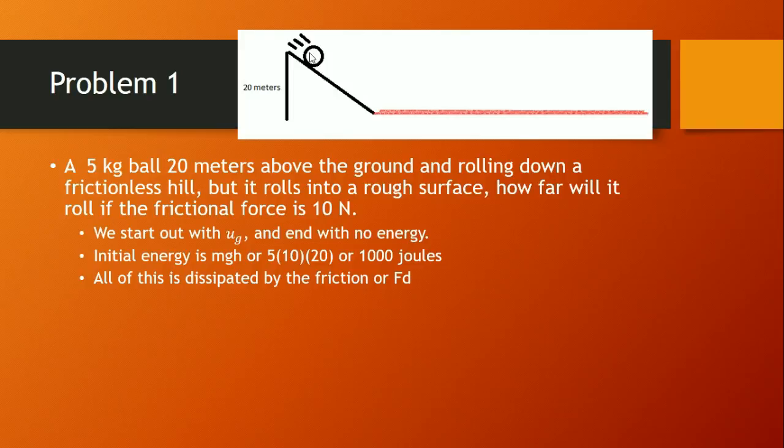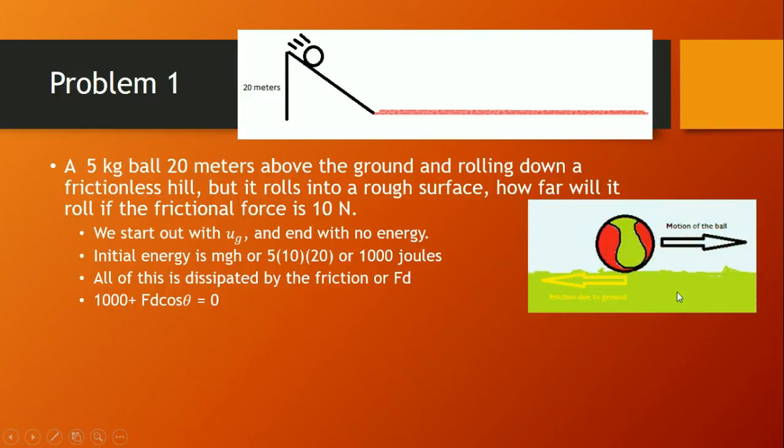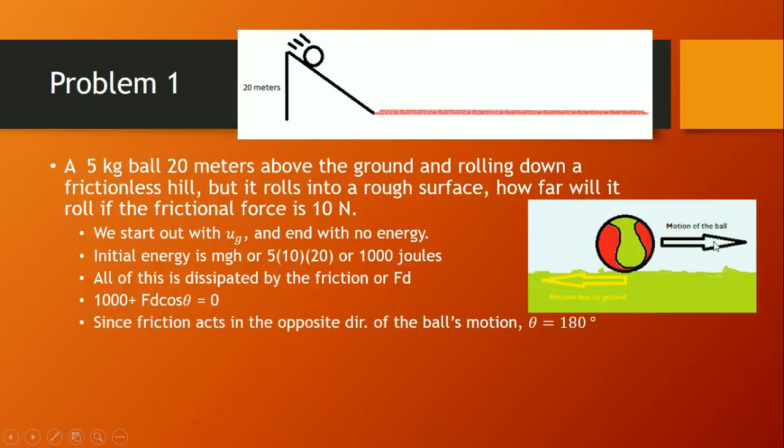So we can think of it as we're losing energy, so subtraction. We're going to have to subtract something from our 1,000 joules. So 1,000 joules is initial, plus the friction, so the force of friction, equals 0. Basically, the friction is going to take away energy, and the reason is because friction is exactly 180 degrees to the motion of the ball. Theta is going to be 180 degrees, and this is going to turn into a negative sign.